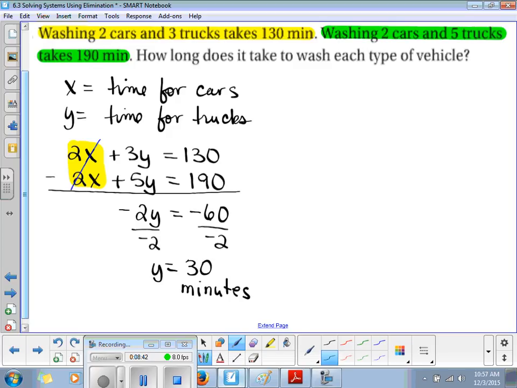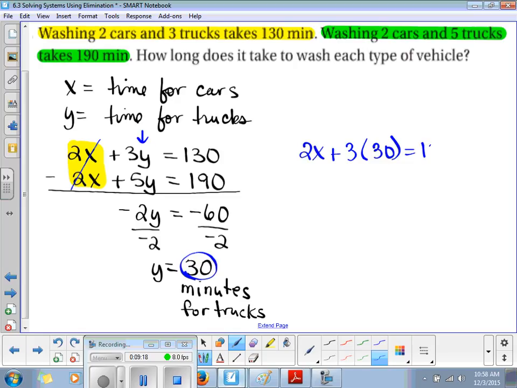Minutes. Very good. So now I can substitute to see how many. Oh, this is 30 minutes for what? For trucks. So now we can find out how long it takes for the cars. So we'll take that 30 minutes and we'll substitute in for y in one of the originals. Okay? So we've got 2x plus 3 times 30 is equal to 130. So 2x plus 90 is equal to 130.